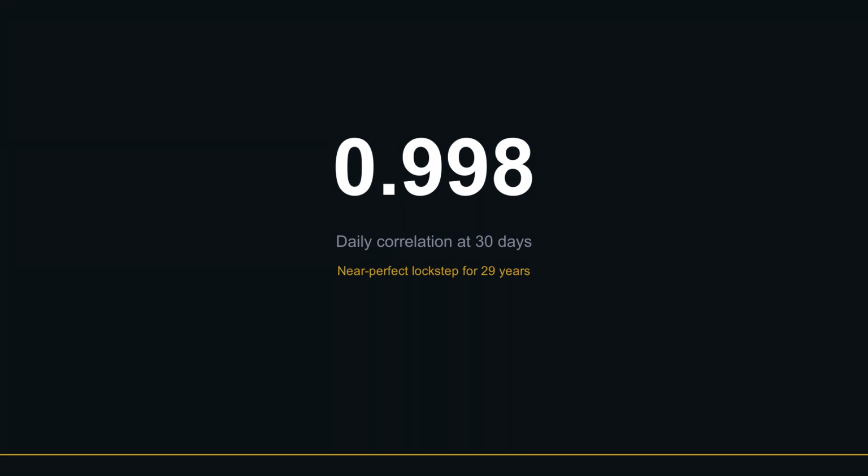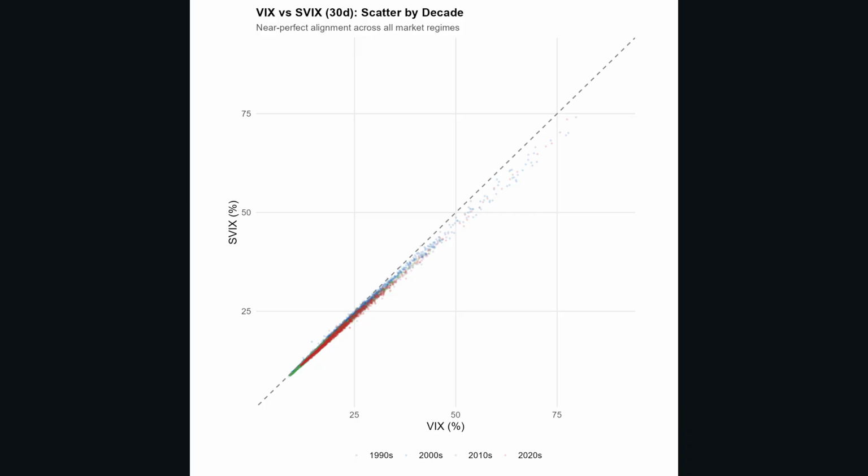Yeah, let that sink in. They move in near perfect lockstep. It's wild. If you look at the rolling one-year correlation, it never drops below 0.95 at any maturity. The data breaks this down by decade, the 90s, the 2000s, the 2010s, the 2020s. The alignment is near identical across every single market regime. Whether the market is grinding higher in 2017 or just collapsing in 2008, the relationship simply doesn't drift.